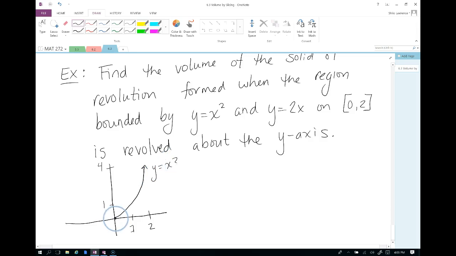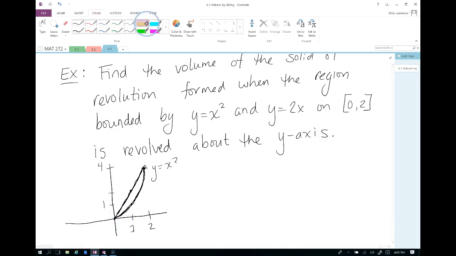So y equals x squared goes through 0, 0, 1, 1, and 2, 4. And then we've got another boundary, y equals 2x. Y equals 2x goes through the points 0, 0, 1, 2, and 2, 4. And it's a straight line. So we've got our parabola that's curved, and we have our line that is straight. And we're just worried about the 0 to 2 boundaries.